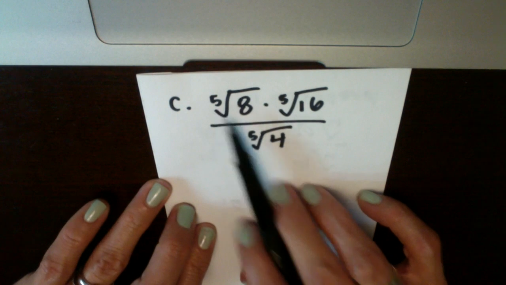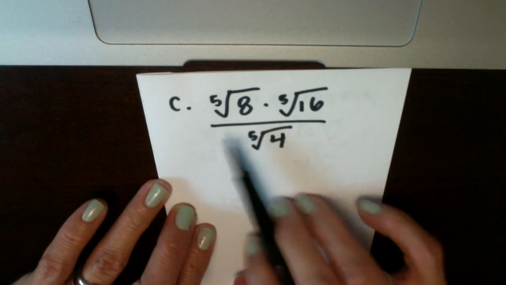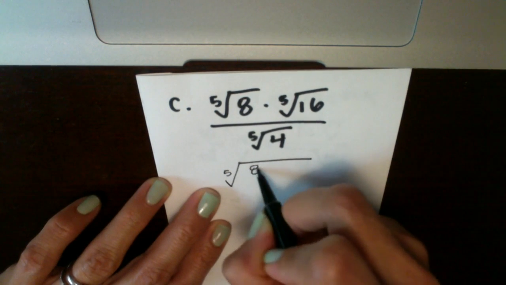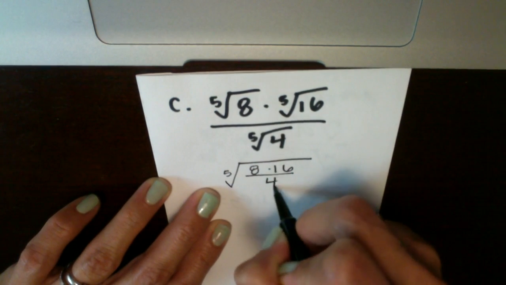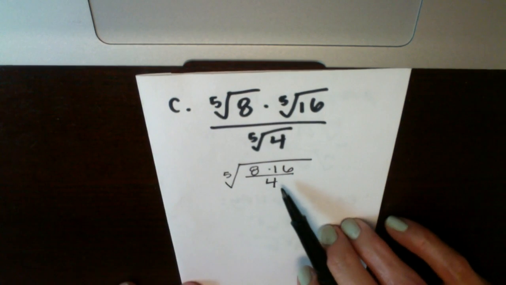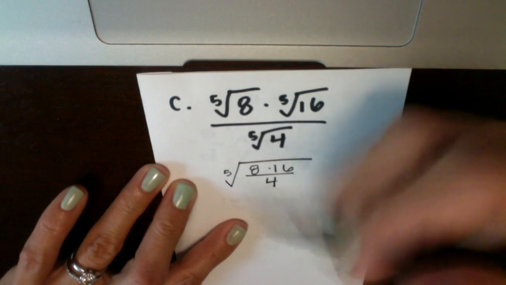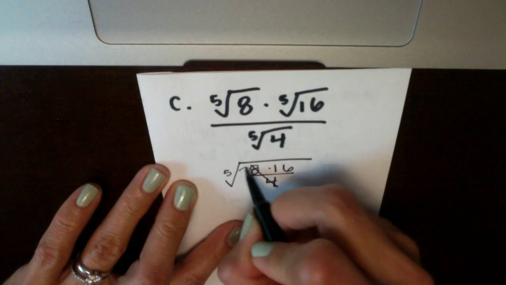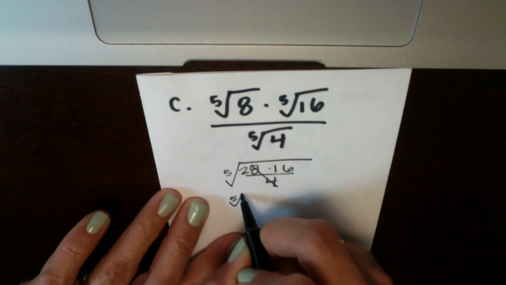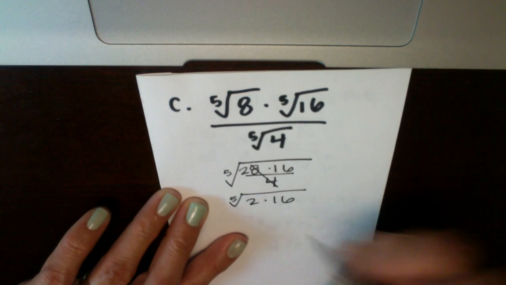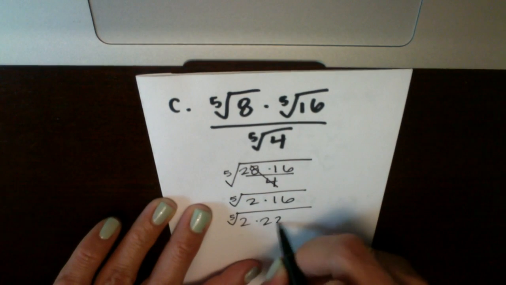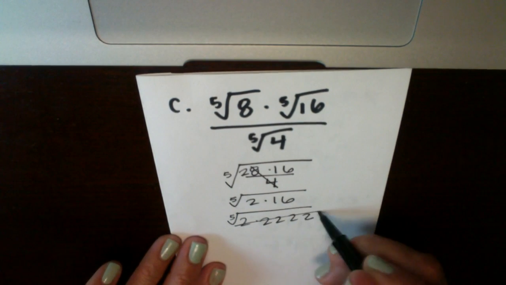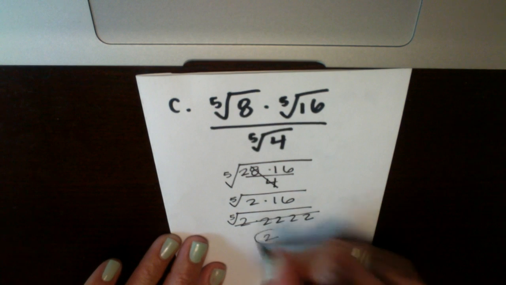Here it says 5th root of 8 times 5th root of 16 over 5th root of 4. One big fraction: 8 times 16 over 4. So at this point, reduce your fraction. I'm going to reduce the 8 and 4. Again, you could do this any way, you could reduce either. So you get 2. So you now have 5th root of 2 times 16. That would make 4 2's. So in total, you have 5 2's. They all come out and turn into just the number 2.